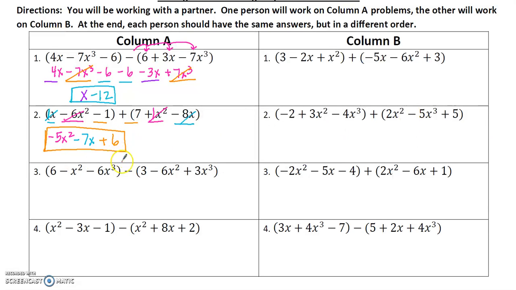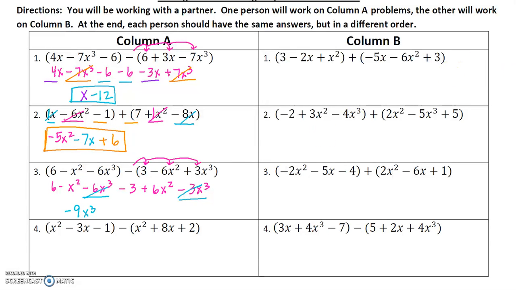Okay, number 3. Again, I'm distributing that negative sign, so I'm changing all of my signs in that parentheses. So the first one is staying just like it is, but the next one I now have a minus 3 and a plus 6x squared, and then a minus 3x cubed. All right, let's start with the largest exponent. So I have an x cubed here, and I have an x cubed here. So I have negative 6 minus 3. That will give me a negative 9x cubed.